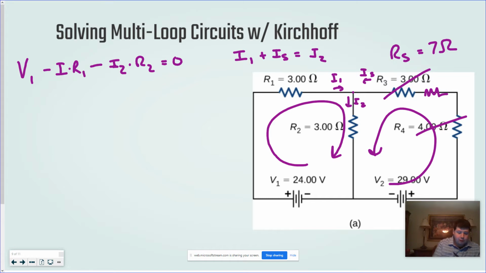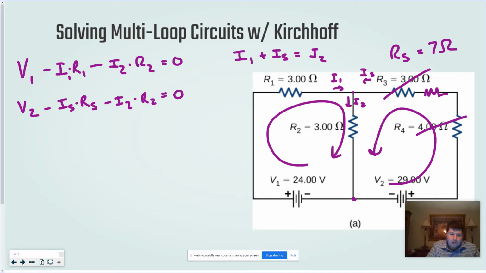And then lastly, for my last loop, I would say that V2 minus I5 times R5 minus I2 R2 has to equal 0. Now I could do the current junction here, but it actually ends up not mattering because it's essentially the same equation that I get up there. And so I'm not going to need that equation.